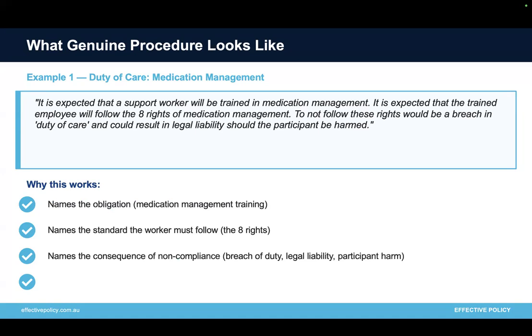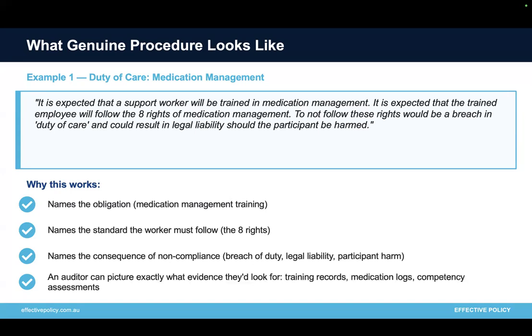Sorry, guys. The consequence of non-compliance. This is really important: the breach of duty, the legal liability, and the participant's harm. An auditor can picture exactly what evidence they'd look for: your training records, your medication logs, your competency assessments.